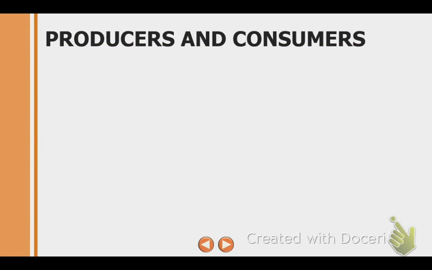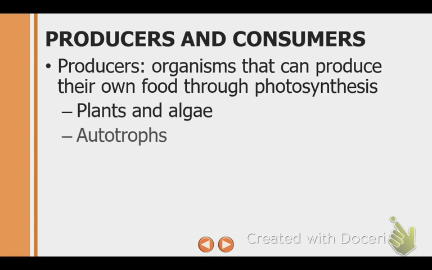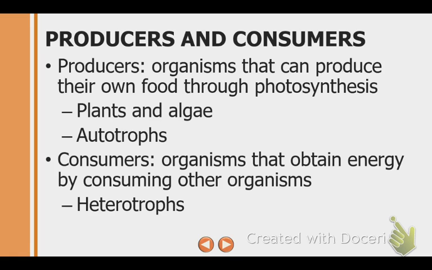First off, we need to understand that in this world there are either producers or consumers. Producers are the organisms that can produce their own food through photosynthesis. These are plants and algae and also some bacteria and other organisms. We also call these producers autotrophs. We have consumers. These are the organisms that obtain energy by consuming other organisms, and we call them heterotrophs.